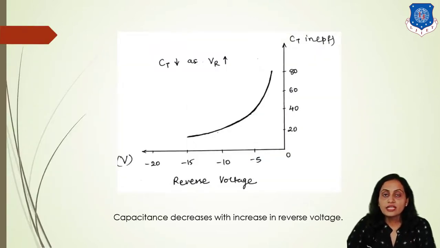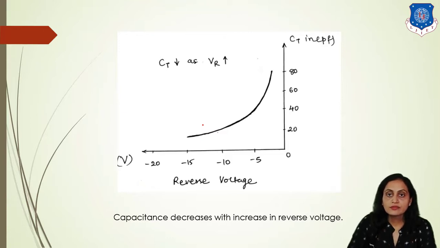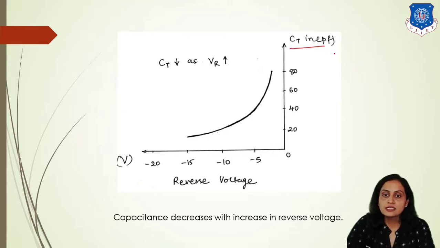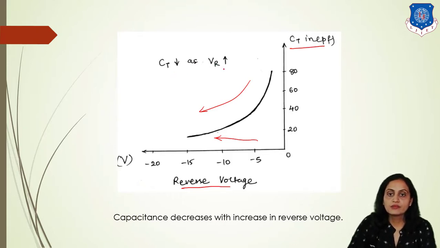Now we will see the variation in the capacitance of varactor diode as we increase the reverse bias voltage. So this is the capacitance measured in picofarad, and this is the reverse bias voltage which we are applying across the P and N junction. As we increase the reverse bias voltage, that means the negative voltage, then we find that this transition capacitance, or the varactor diode capacitance, is decreasing. So CT, that is the transition capacitance, decreases with increase in the reverse voltage.